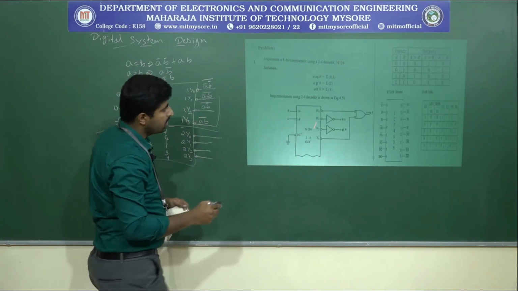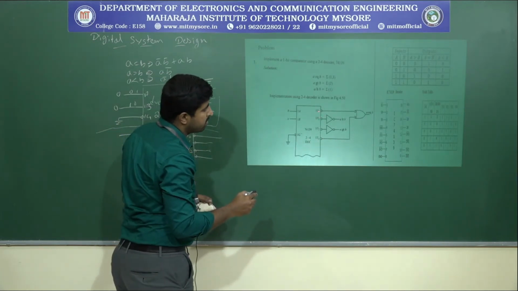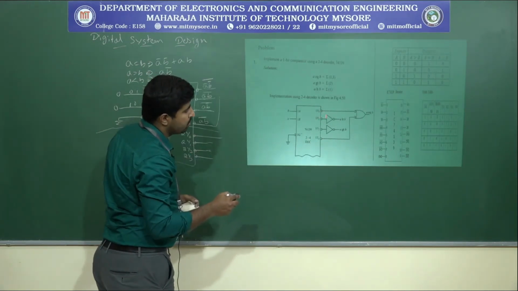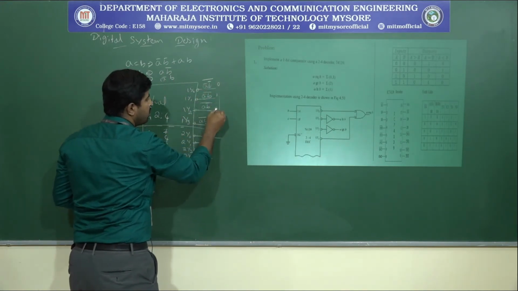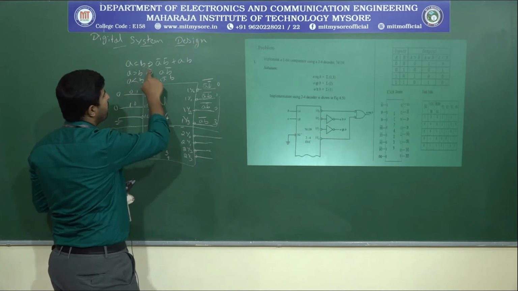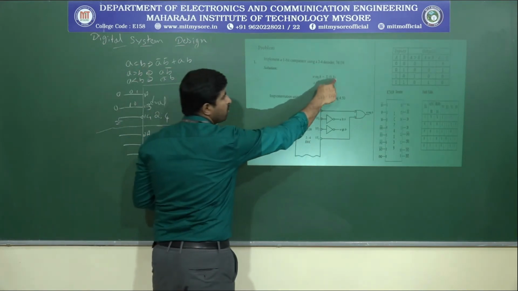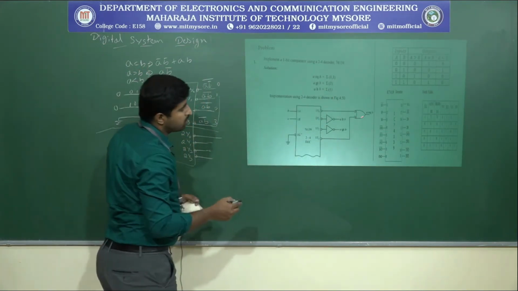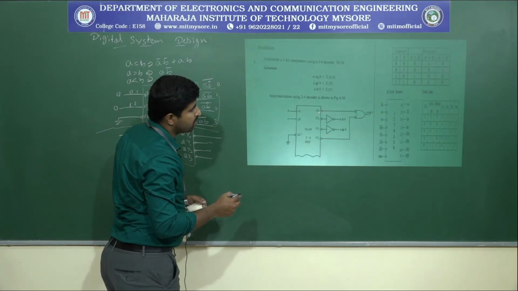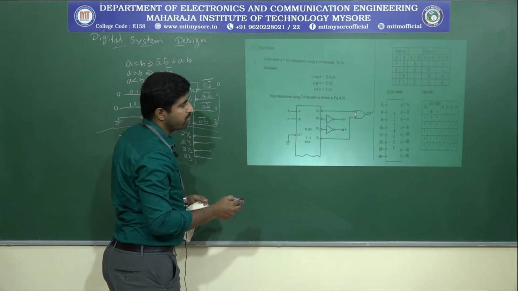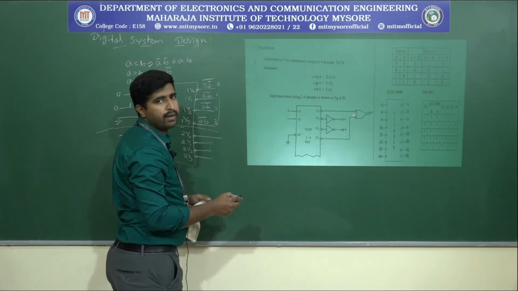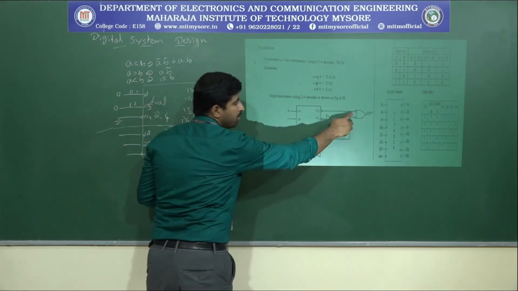So A bar B bar corresponds to 0, 1, 2, 3 here. So we need to implement A equals B, that is summation of 0, 3. So that means A equals B is implemented by connecting 1Y0 and 1Y3 to the OR gate. Before connecting to the OR gate, we need the complement. That is why I indicated it with the bubble.